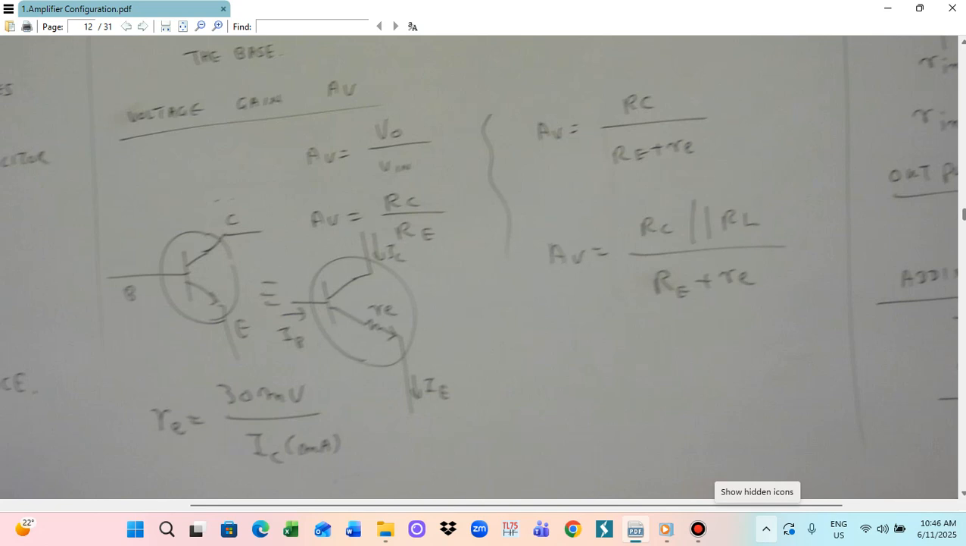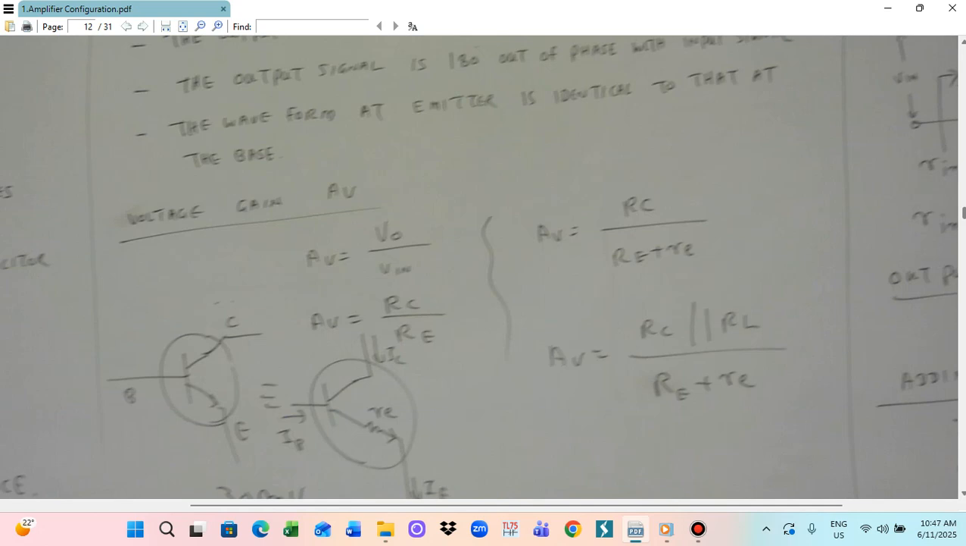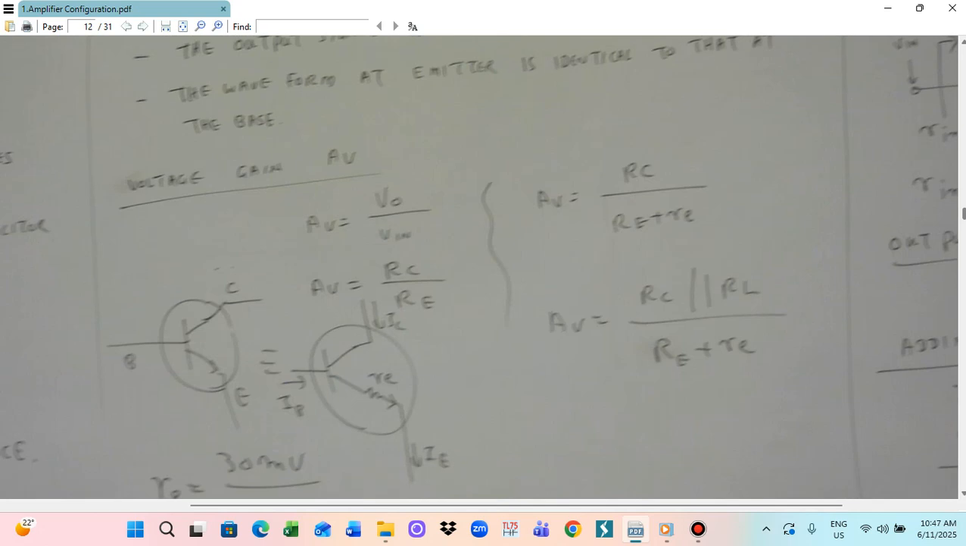This is for the common emitter amplifier. So this AV we calculate with RC; we do not consider the load resistance. If you load this amplifier, the voltage gain will change. Without loading, we get the open-circuit voltage gain, so we can measure the input and output voltage of the amplifier. But when you connect it to a load, the voltage gain AV will change. AV is equal to RC plus RL divided by RE plus re.